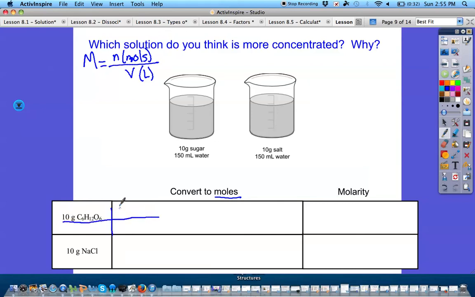Since we have a mass, we need to convert it using the molar mass. So just a reminder, to find molar mass, you're going to split it into each element. Look up the average atomic masses. Then multiply by the number of atoms. So we have 6 carbon, 12 hydrogen, and 6 oxygen.